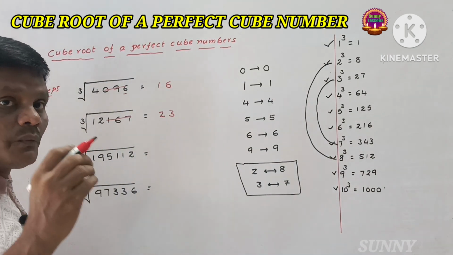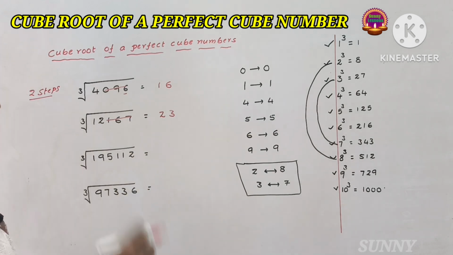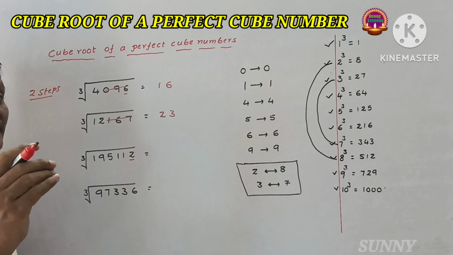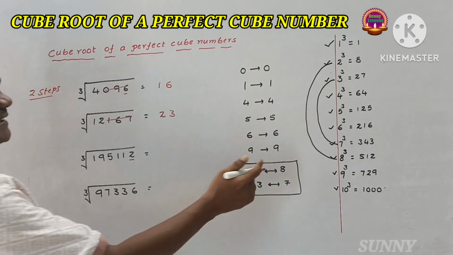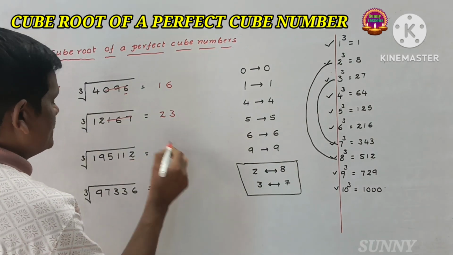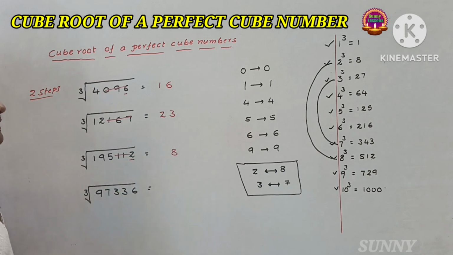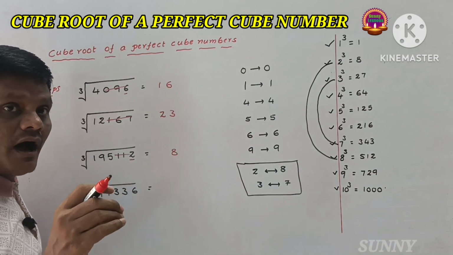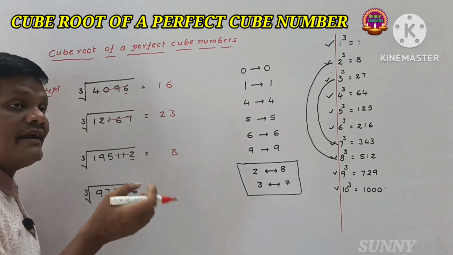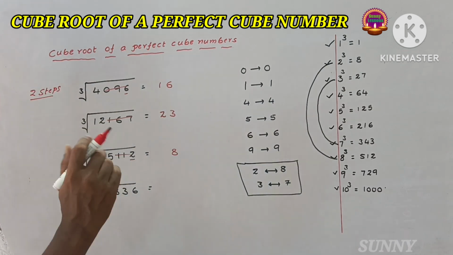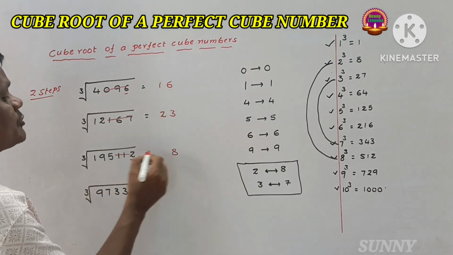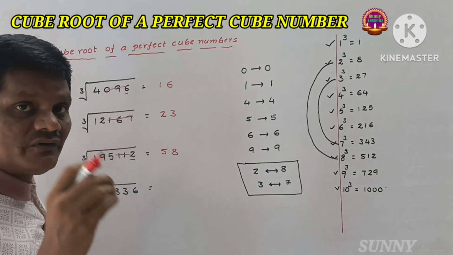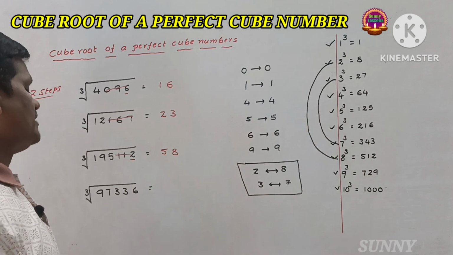Cube root of 195112. Here we have to check when the perfect cube number ends with 2. That is 8. Strike out the last 3 digits. The nearest perfect cube number of 195 and less than 195 is 125, means 5 cube. So cube root of 195112 is equal to 58.